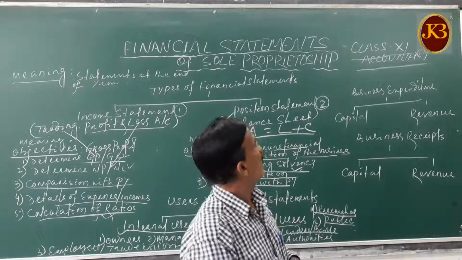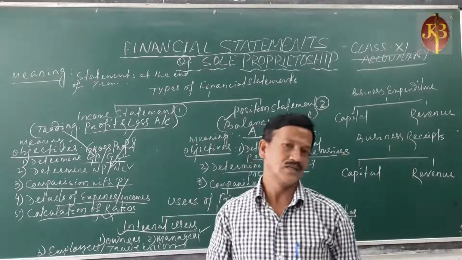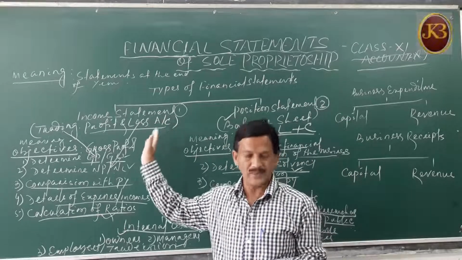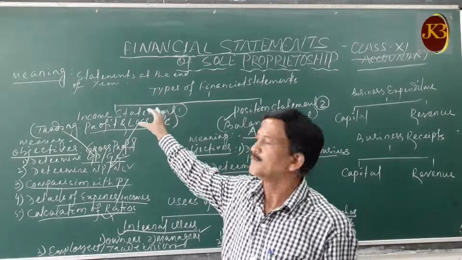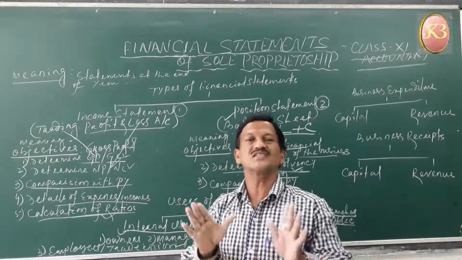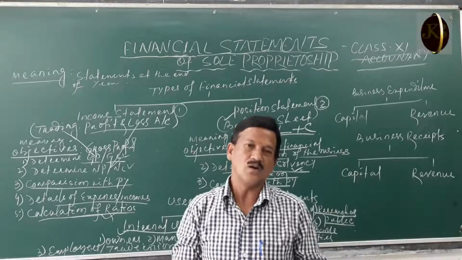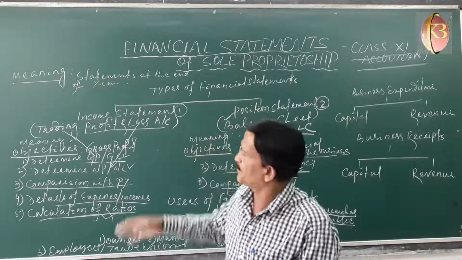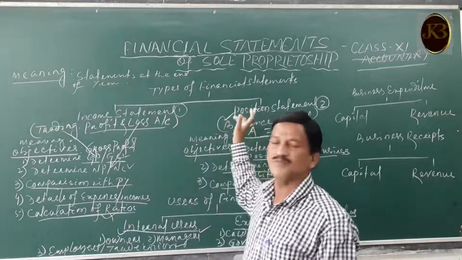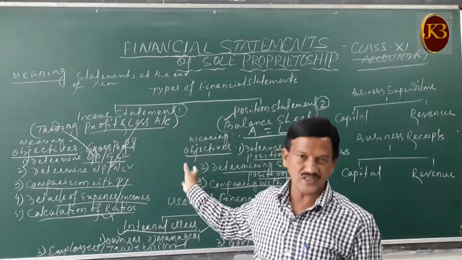Then next is how you will prepare the financial statement. What is the basis? As you know, we prepare financial statements just after preparing the trial balance, the summarized statement. The trial balance is the basis which provides you the various ledger balances. On those ledger balances, you will prepare the financial statement, that is the income statement and the position statement, that is the trading profit and loss account and balance sheet.